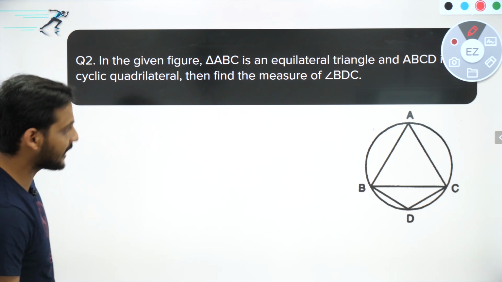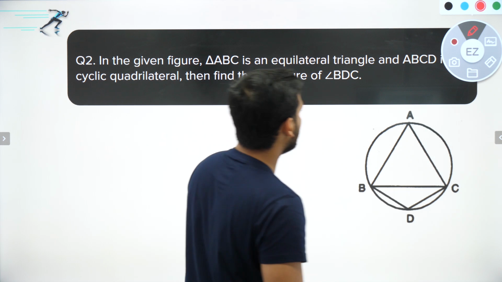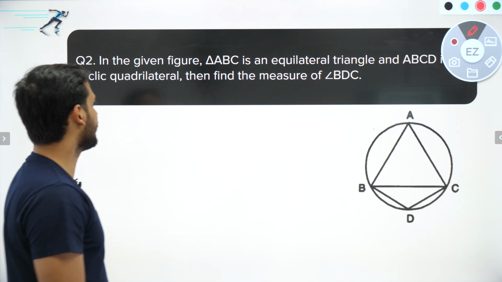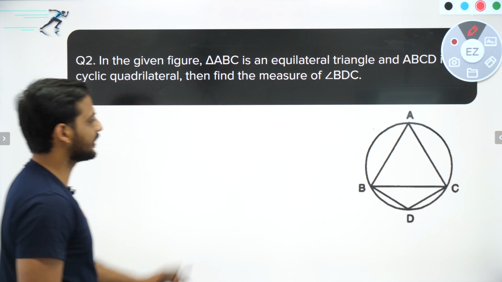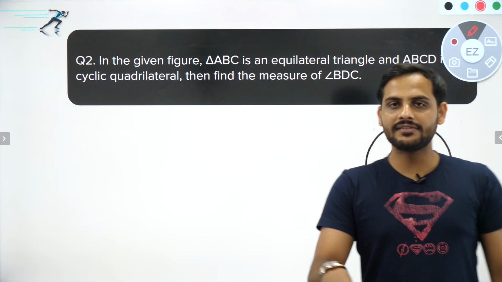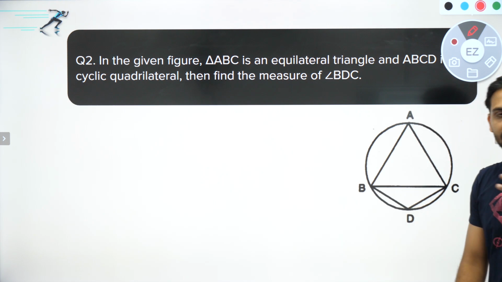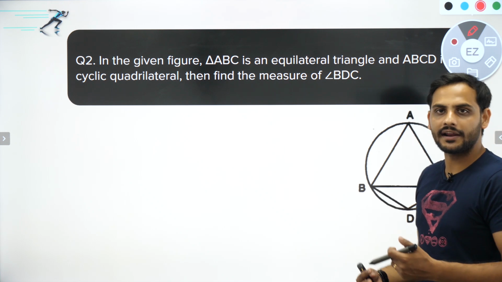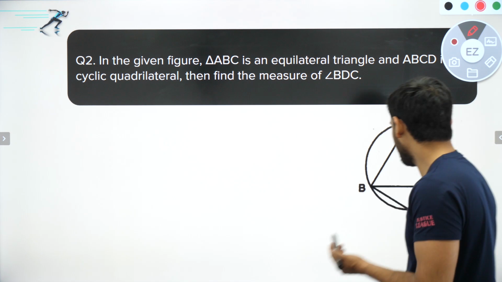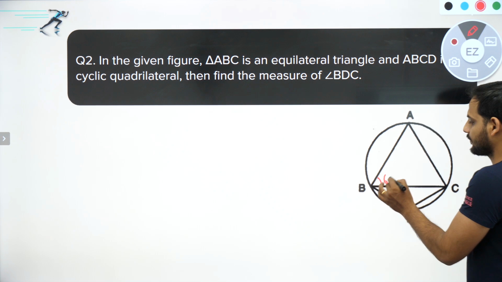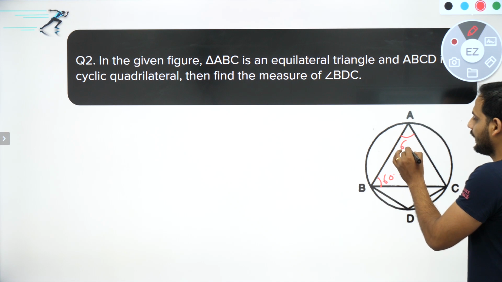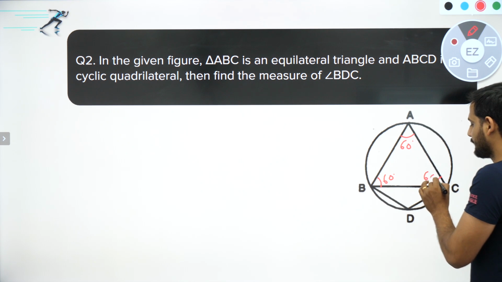In the given figure, ABC is an equilateral triangle and ABCD is a cyclic quadrilateral. Then find the measure of angle BDC. Again, ABC is an equilateral triangle. Always think in terms of angles. In an equilateral triangle, all 3 angles are 60 degrees, right? So I know this angle is 60, this angle is 60, and this angle is 60.